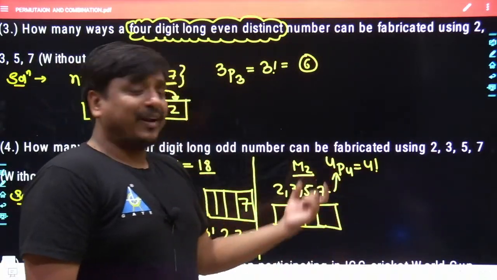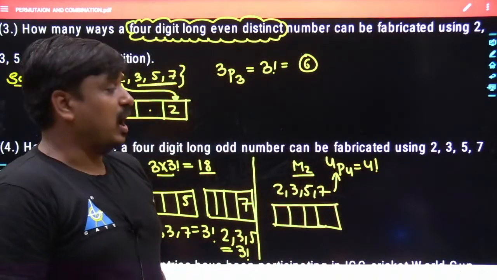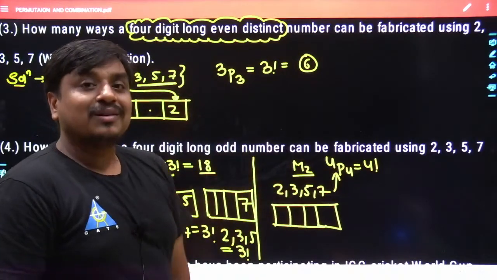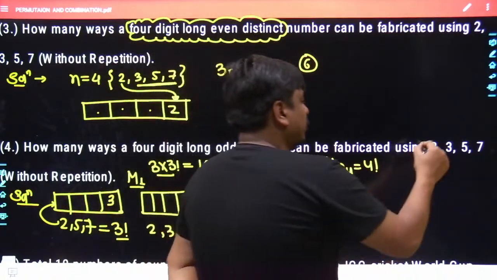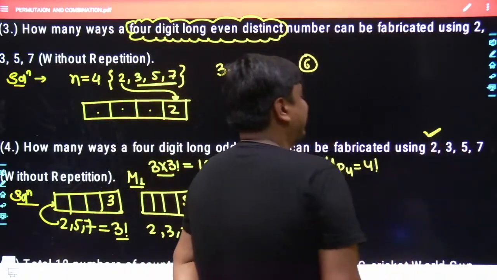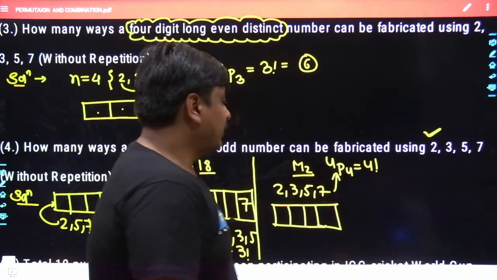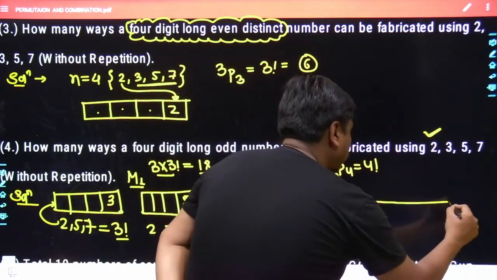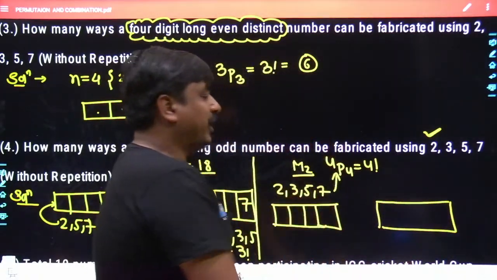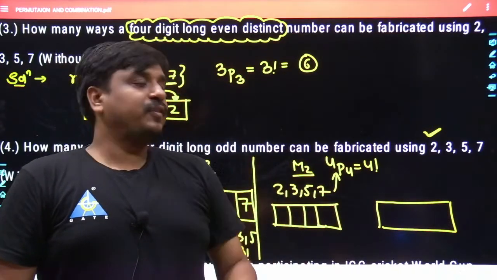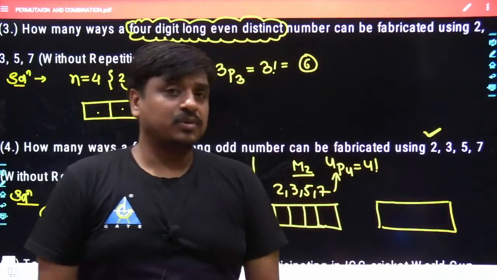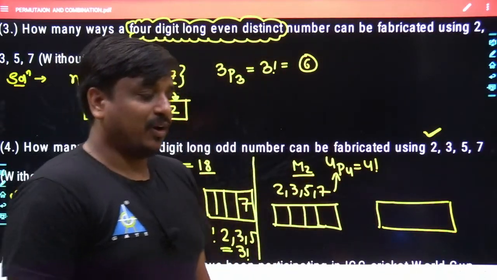But out of the 4 factorial different numbers which you have made, a few numbers are even in nature. How do I know about it? Because in a few of the numbers you would have 2 at its units place. Definitely they have to be removed. So out of these 4 factorial numbers, we try to understand how many numbers are even. If they are removed, definitely the remaining numbers would be perfectly odd.